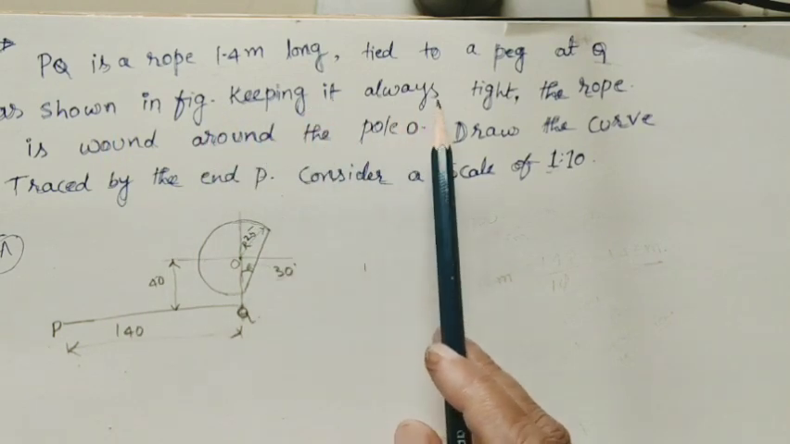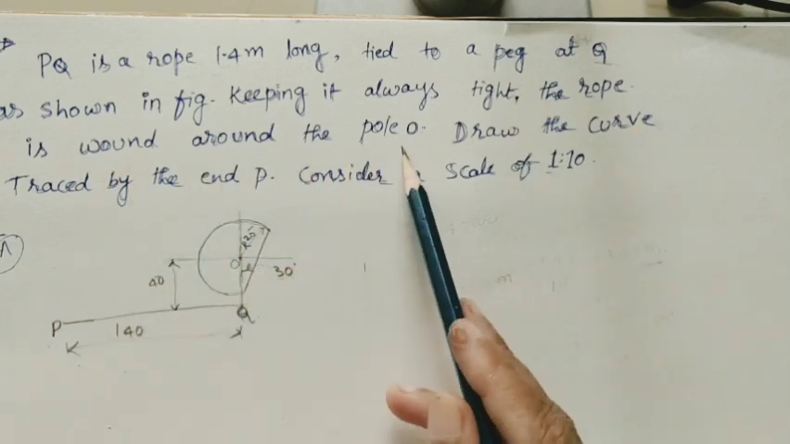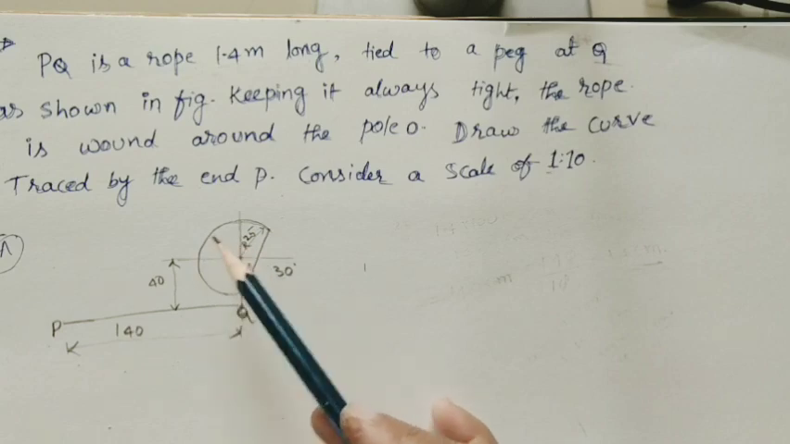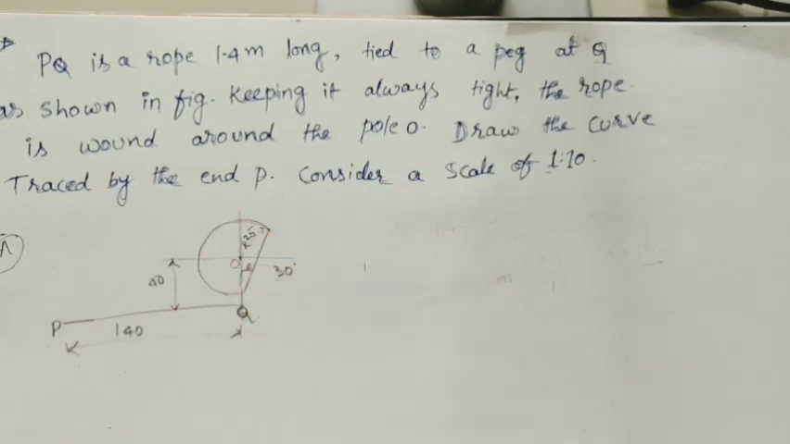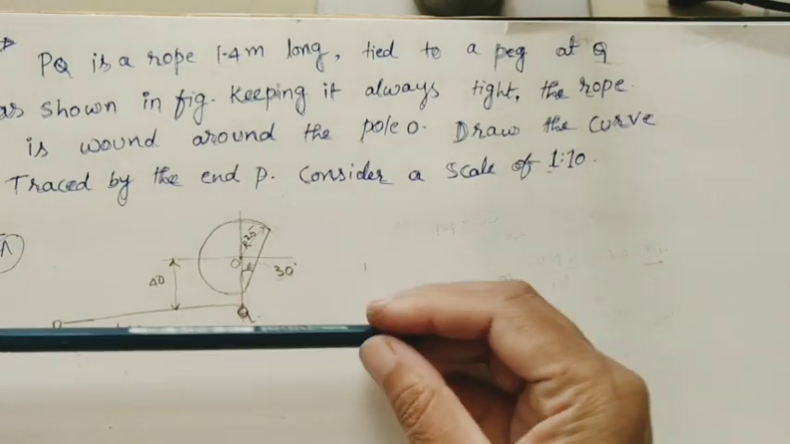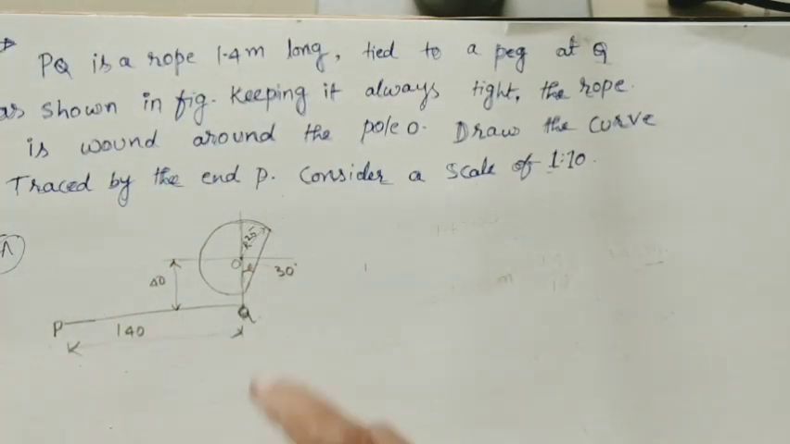Keeping it always tight, the rope is wound around the pole capital O. Capital O is the pole. If you are taking the solid one, it is like this pole. In the top view, it looks like this. So we are taking this rope and winding it around this pole, around this circular part.